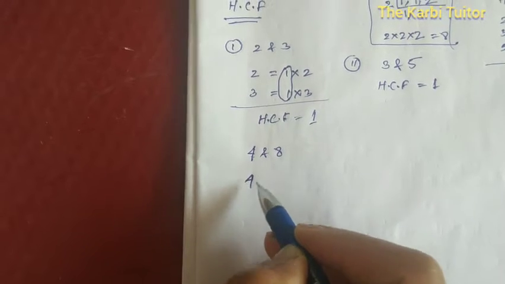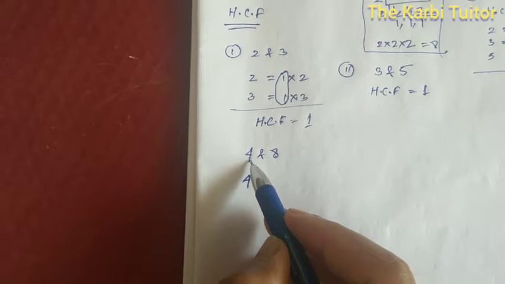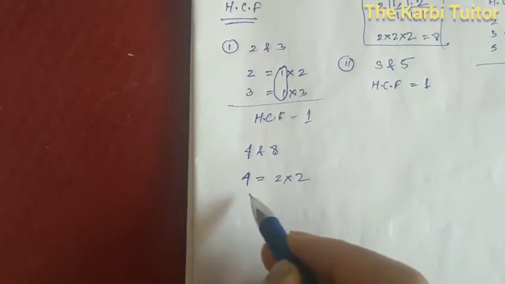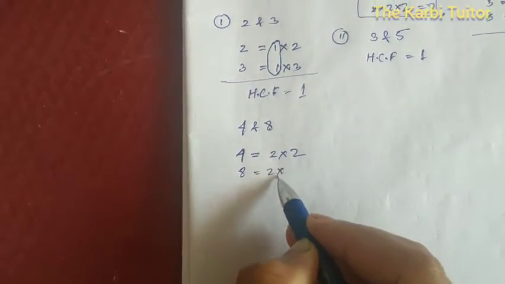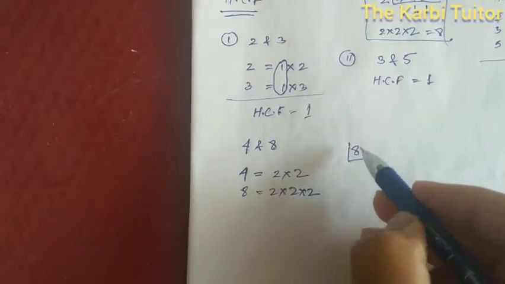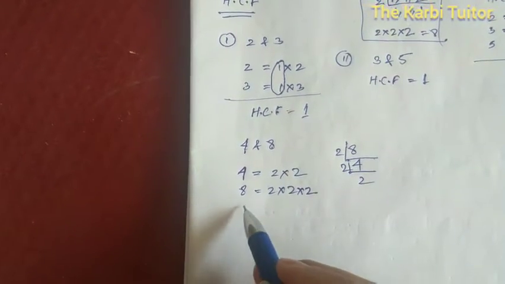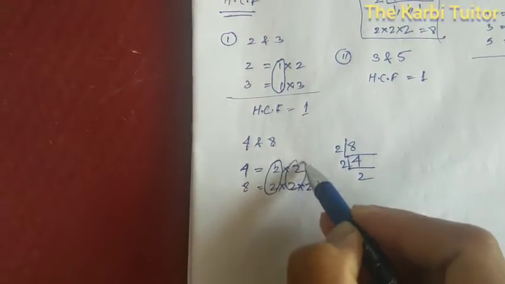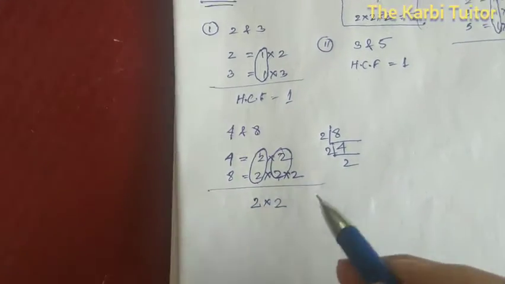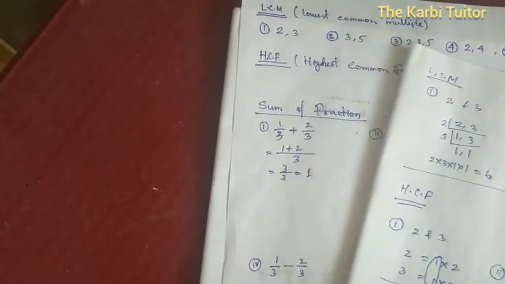Okay, 4, obviously it is divisible by 4, so obviously this will be the HCF. But how will you find it? 4 is 2 into 2, and 8 can be written as 2 into 2 into 2. For 8 we will find like this, prime factorization: 2, 2, 2. So here the common factor is 2 into 2, so HCF is 4. So HCF done.